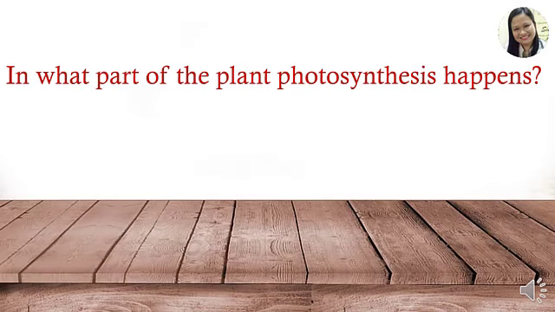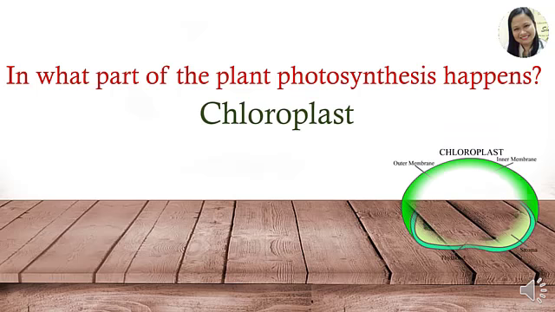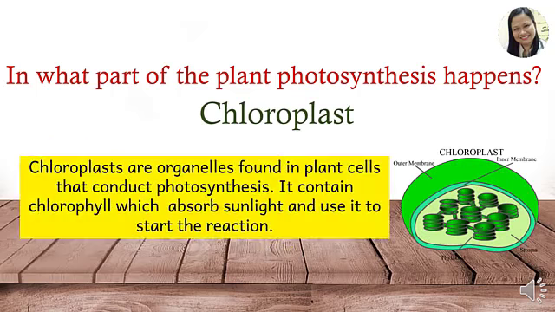In what part of the plant does photosynthesis happen? It happens in the chloroplast. What is chloroplast? Chloroplasts are organelles found in the plant cells that conduct photosynthesis. It contains chlorophyll, which absorbs sunlight and uses it to start the reaction.